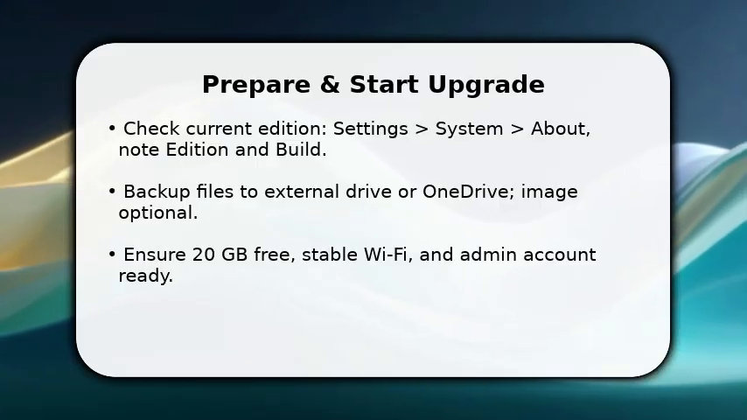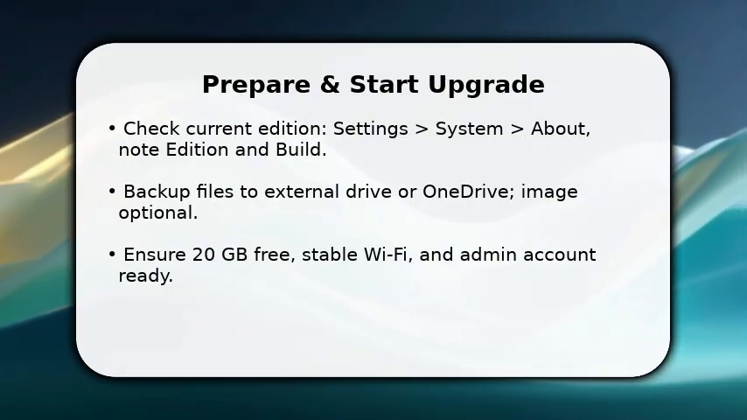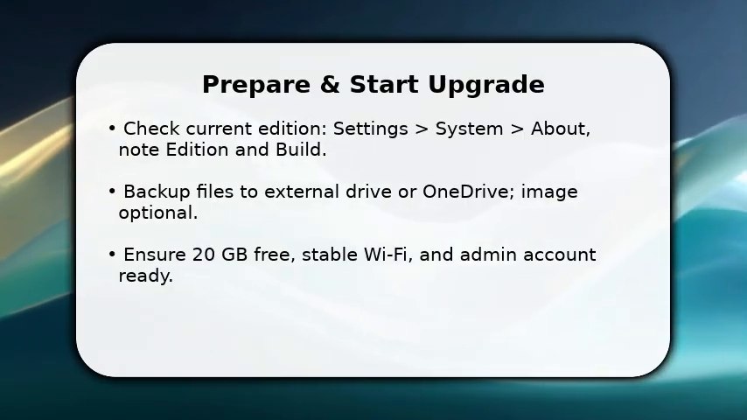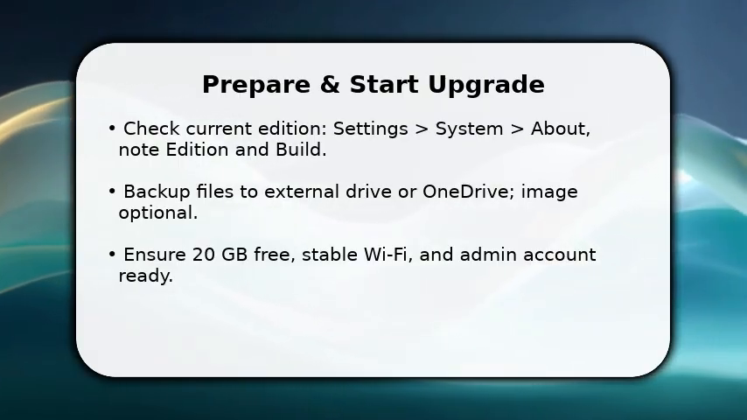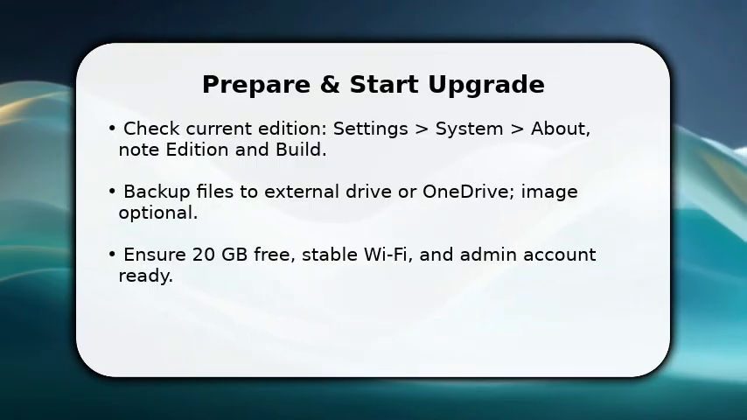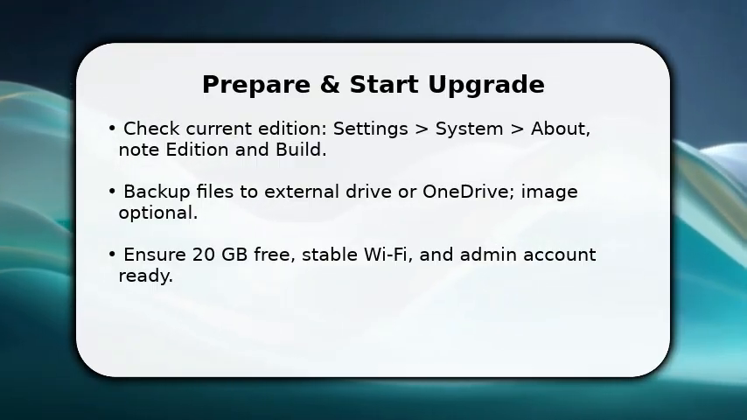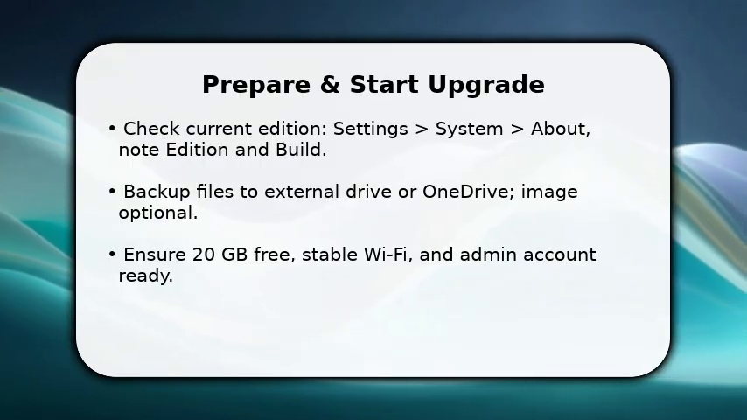You'll begin by confirming what edition and build you already have, because that determines upgrade paths. First, open Settings and check About, note Edition and Build. Once done, back up important files to an external drive or OneDrive. This avoids data loss during version changes.